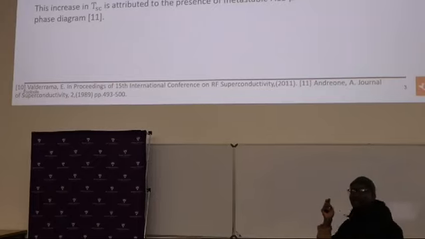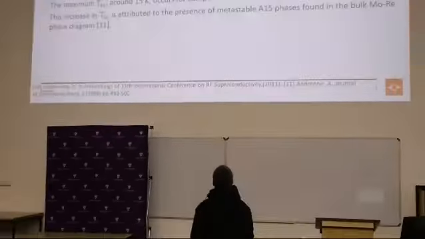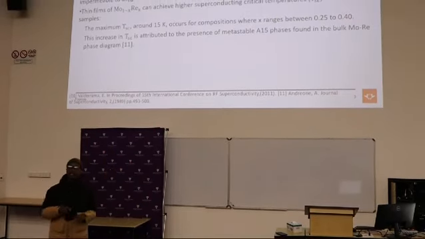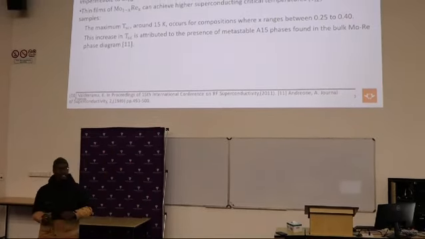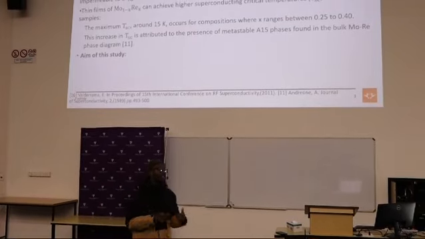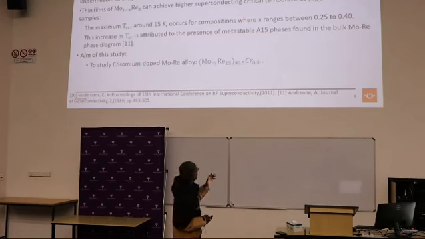to the presence of the metastable A15 structures, which I'll get into in my presentation. Now, these A15 phases are found within the bulk samples of the molybdenum system in their phase diagrams. Now, the aim of this study, since the molybdenum system has been studied by many scientists, is to find what the impact is when one dopes this system with chromium. So that's the aim of this study.